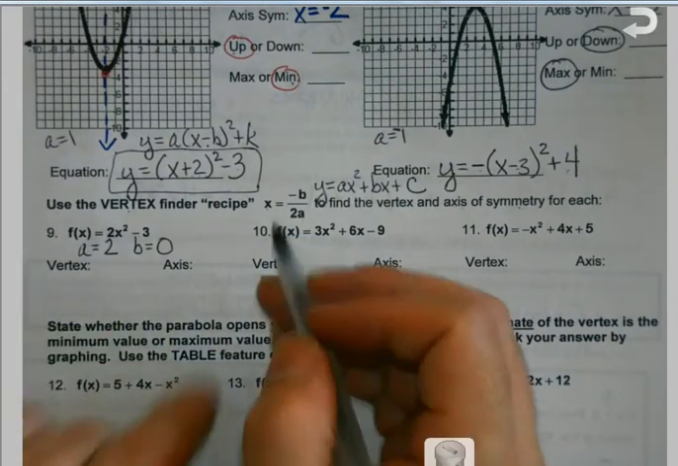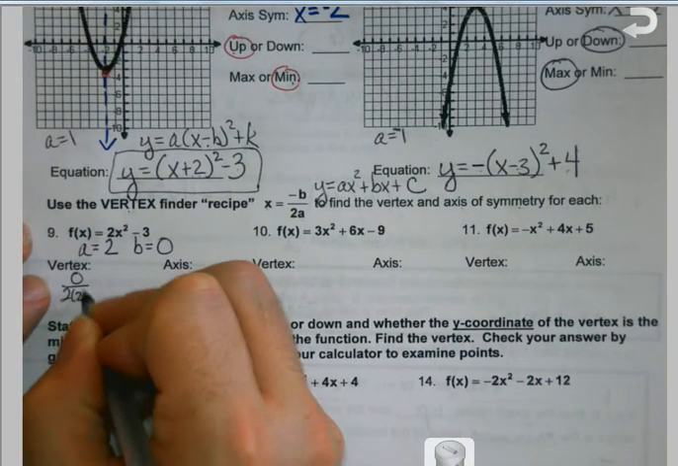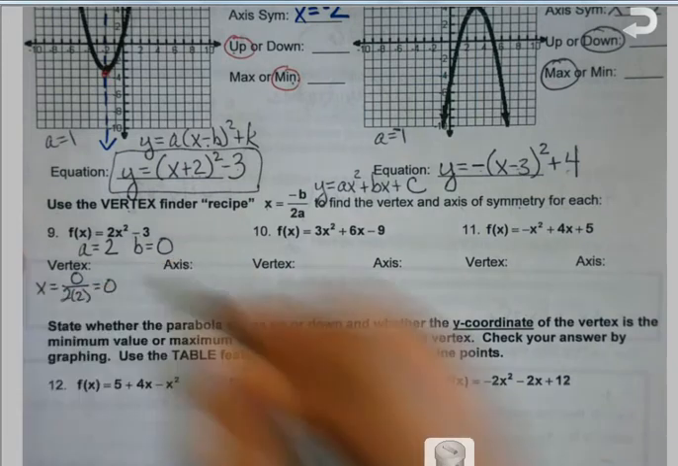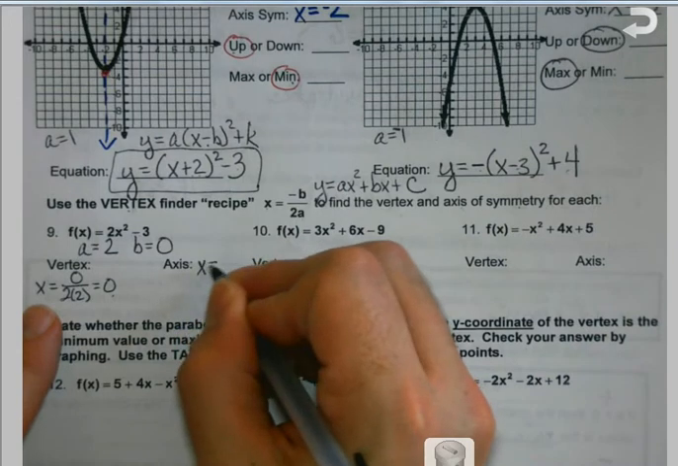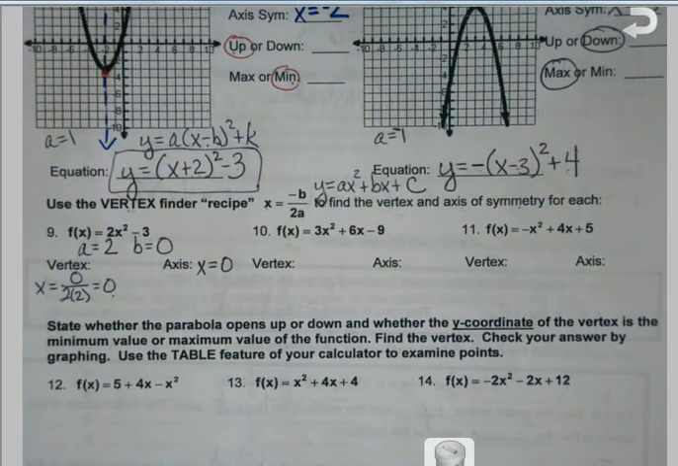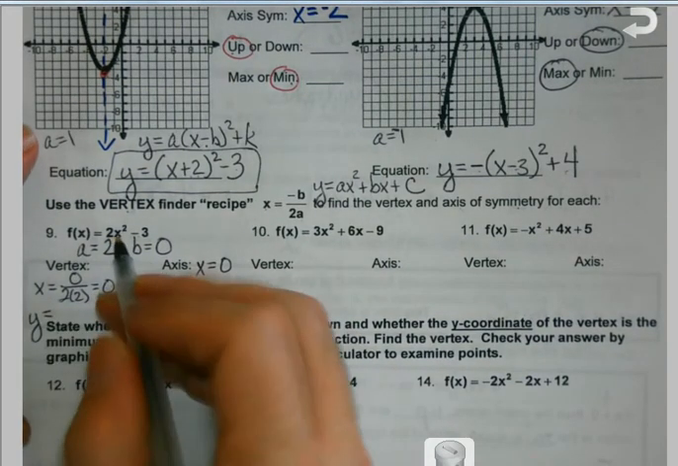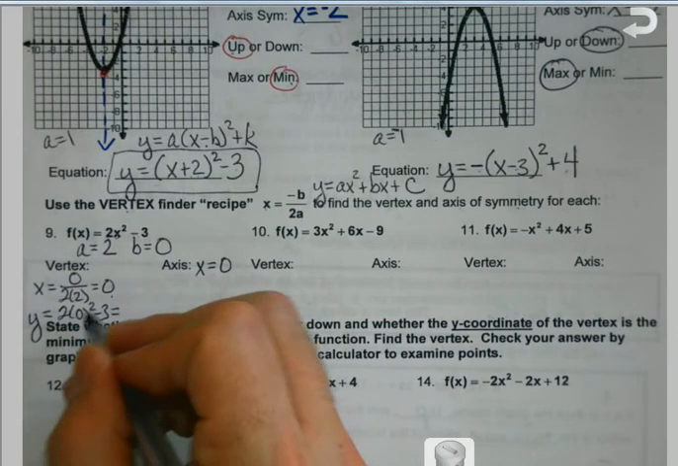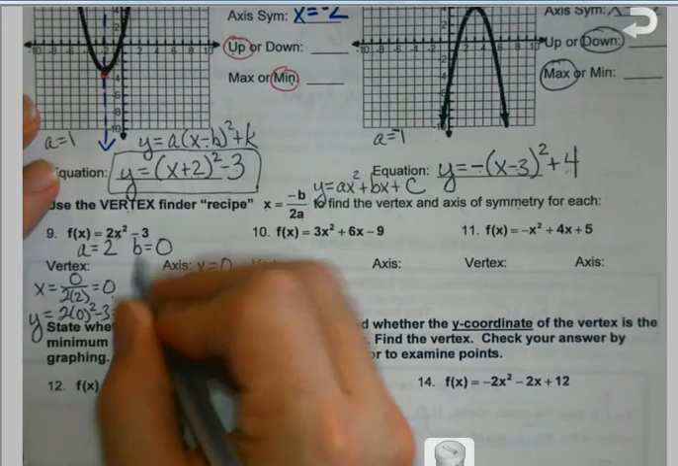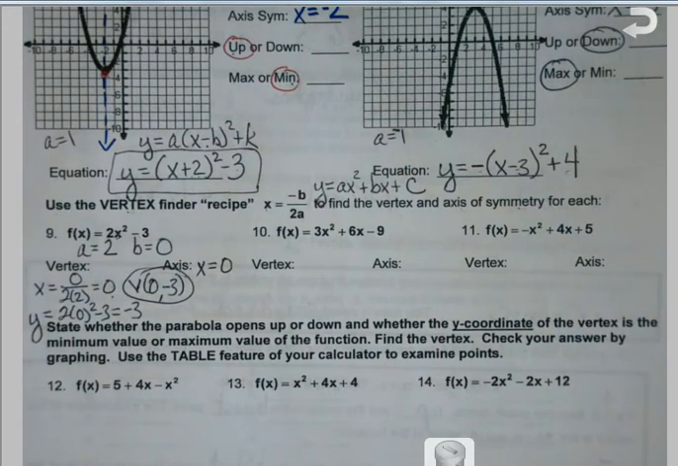So when I plug it into the recipe, the -b over 2a, I end up with 0 over 2 times 2, which is just going to be 0. Now again, that value will tell me my axis of symmetry is going to be x equals 0. That's good. But I don't know my vertex quite yet. I still need to know what the y value is. So to do that, we're just going to plug in the 0 where the x goes. And we love 0 because anything multiplied by 0 wipes everything out and turns it into 0. So my vertex is at 0, -3.